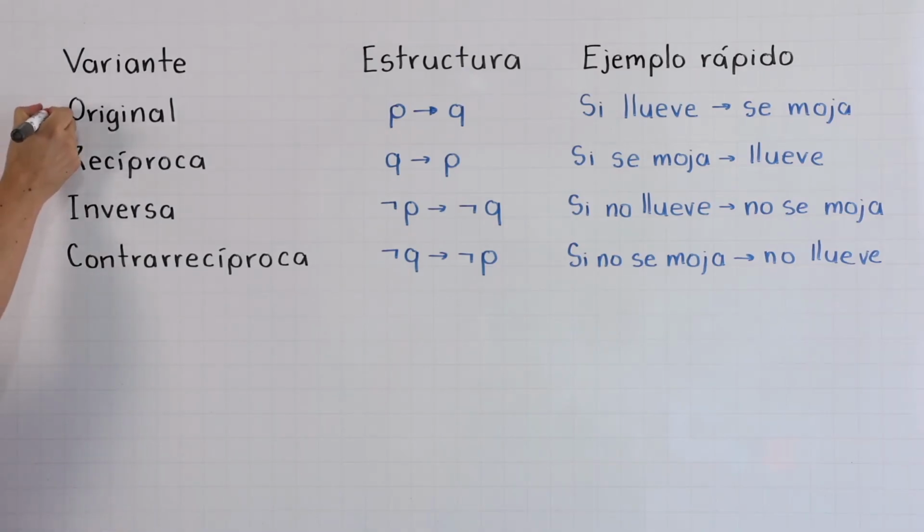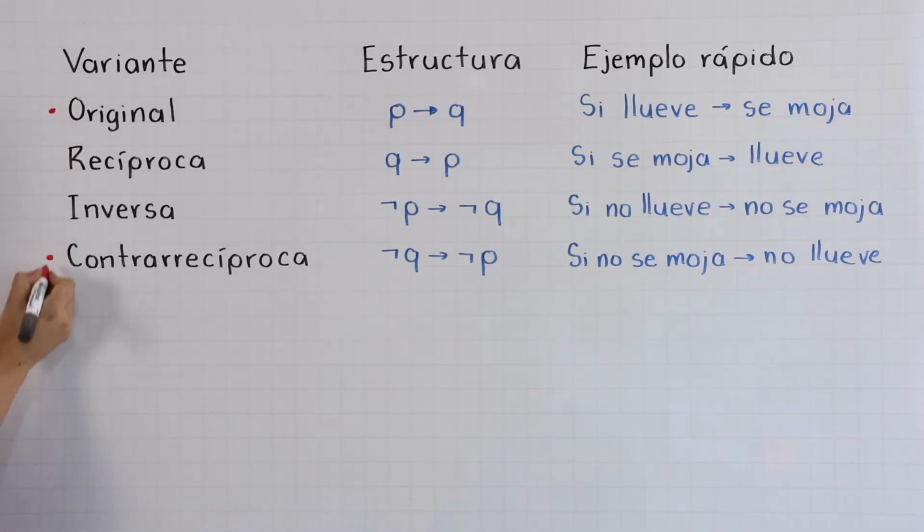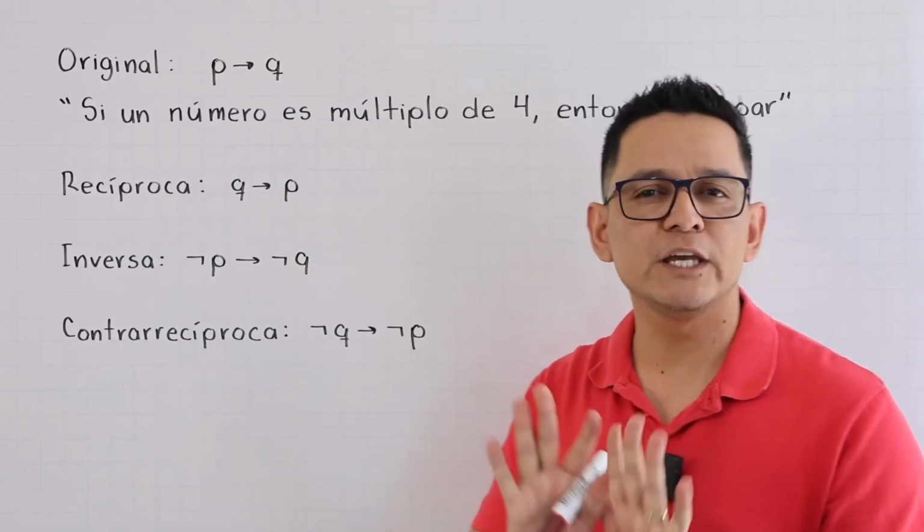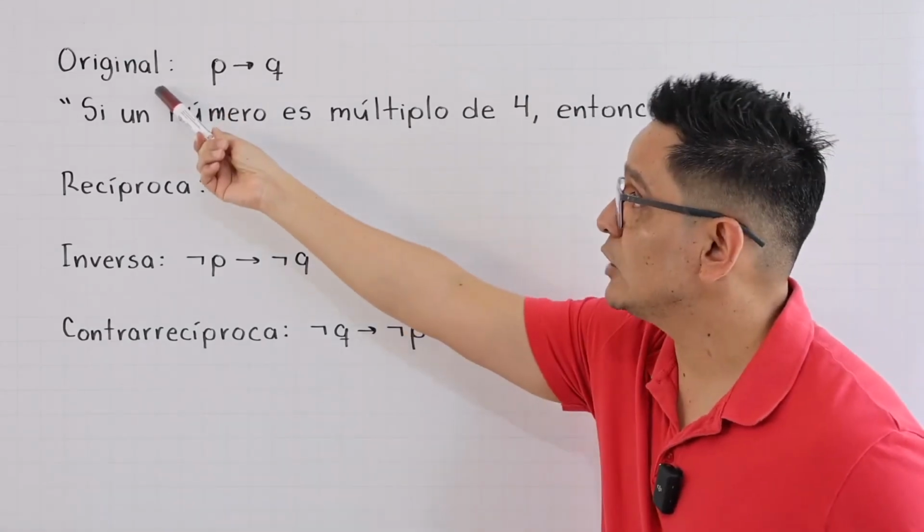Look, it's important for you to remember that the original and the contrapositive have the same truth value, and that the converse and the inverse also have the same truth value as each other. Let's do another example, but a little bit faster this time. Here we have the original.